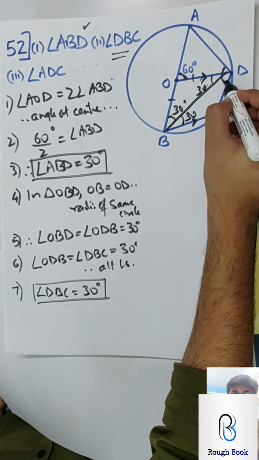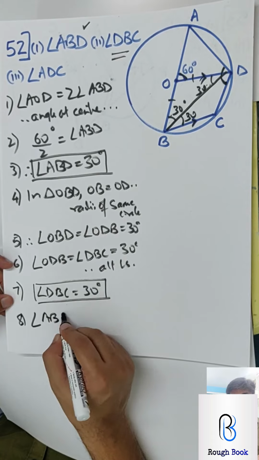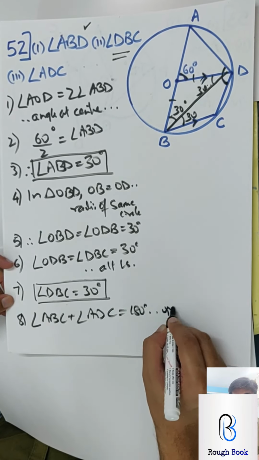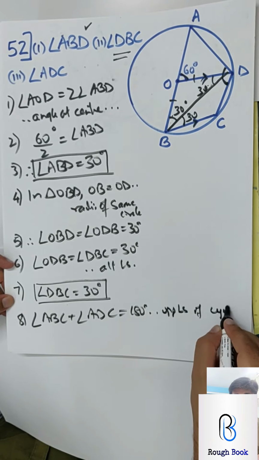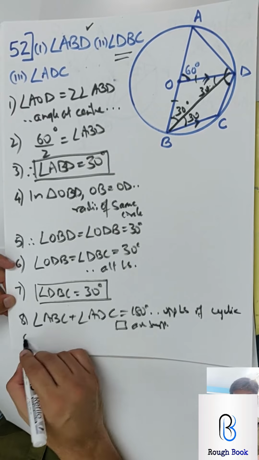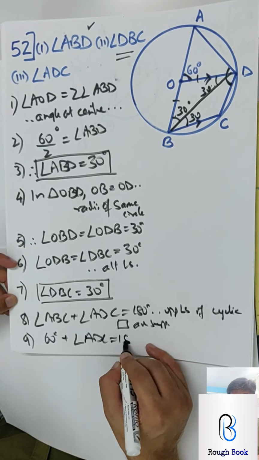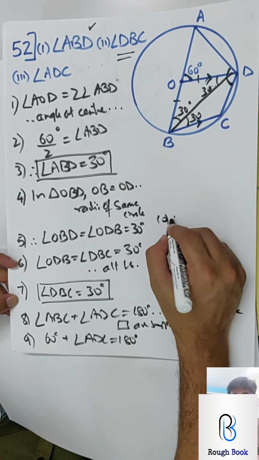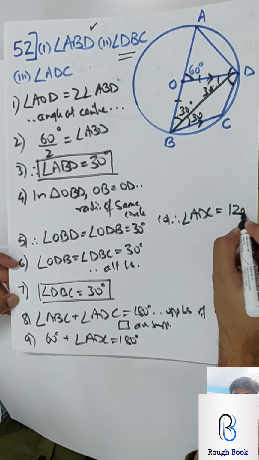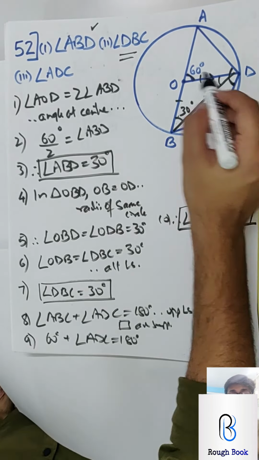And now for the last one, let's say opposite angle supplementary. So angle ABC plus angle ADC 180, opposite angles of cyclic quadrilateral are supplementary. So this is 60 plus ADC 180. So finally I can say therefore angle ADC, this goes on the other side, so 120 degrees. And we managed to get our last one, that is ADC.